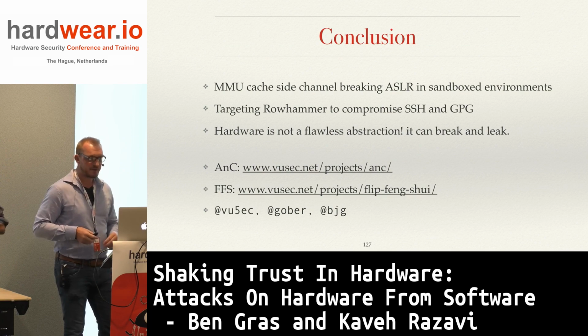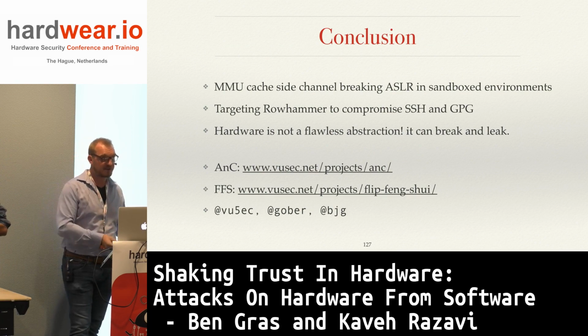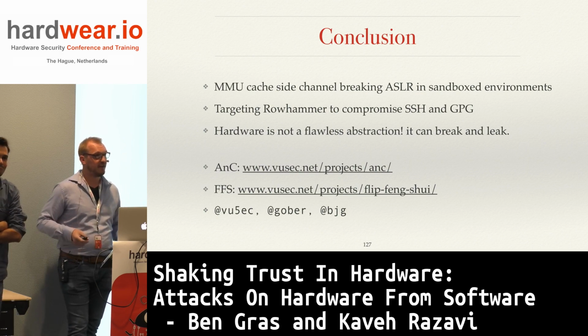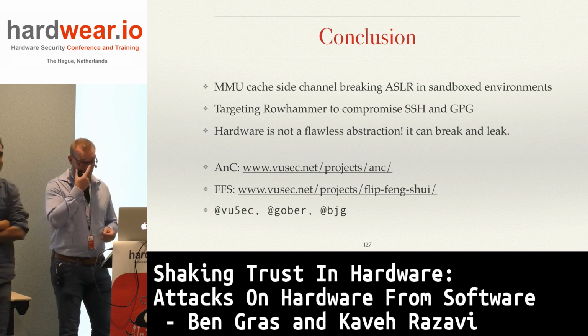So yeah, the conclusion as far as we're concerned is that side channels exist that leak secrets. Rowhammer exists to corrupt memory. Hardware is not as flawless and as clean as you might think. It can break and can leak.